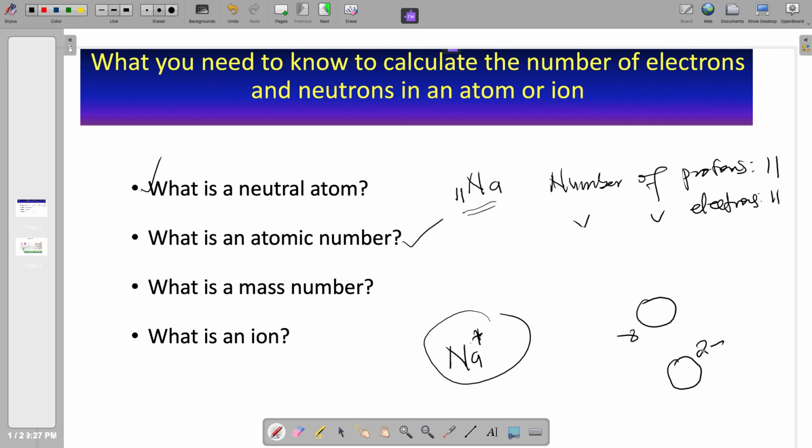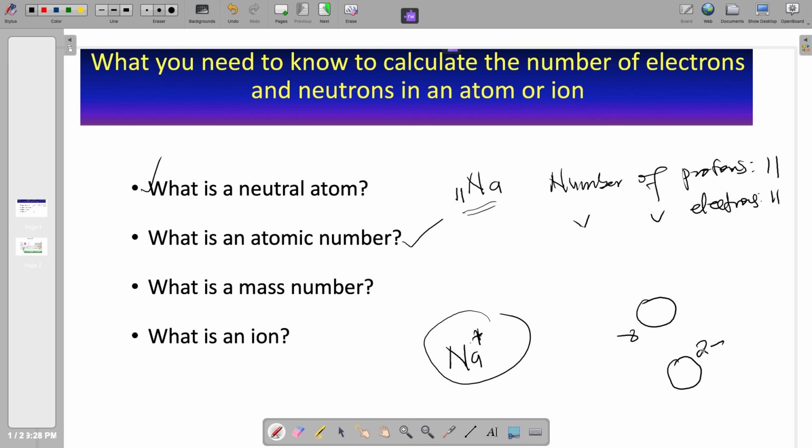Now, if you've looked at what we've discussed, you notice that when an atom forms a charge, it's all about whether it's losing or gaining an electron. And once you understand that, you can always calculate the number of neutrons or the number of electrons in an atom or an ion.